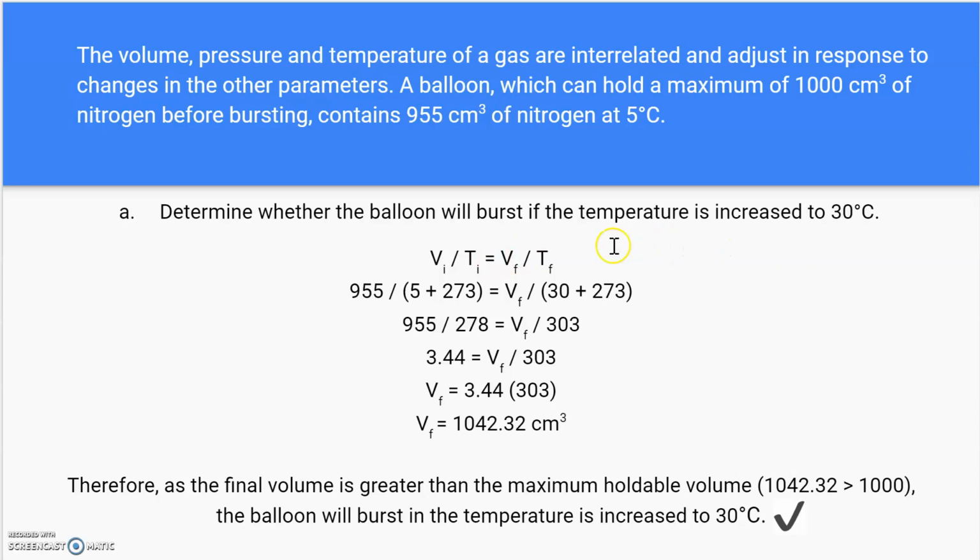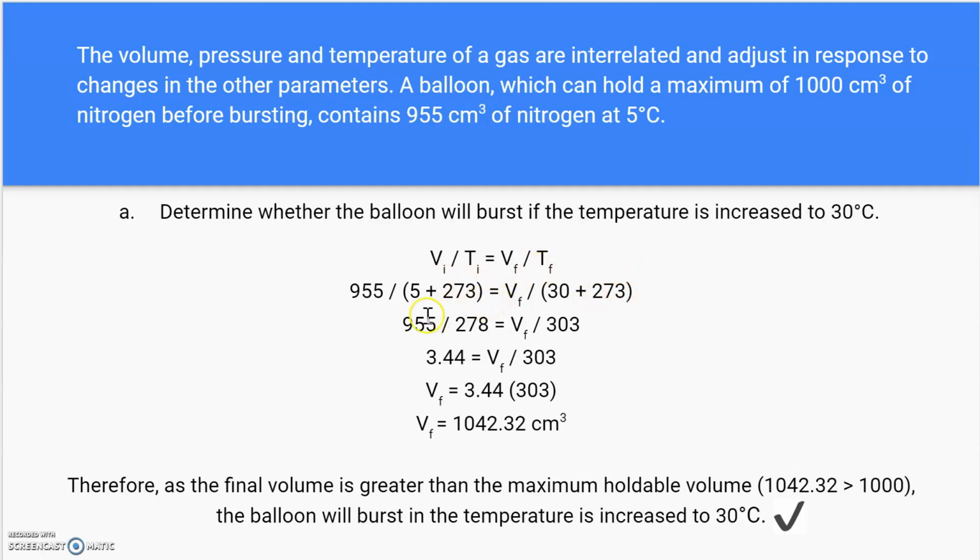Now let's look at the right side of the equation. Final volume is the variable that we're looking to solve for, so we'll just leave that as a variable. Now, final temperature, we know it's 30 degrees Celsius, but again, the standardized unit for temperature in gases is degrees Kelvin, so we need to transform that 30 into degrees Kelvin. In order to do that, we just add 273 to that 30. So the right side of the equation looks like final volume divided by the quantity of 30 plus 273.